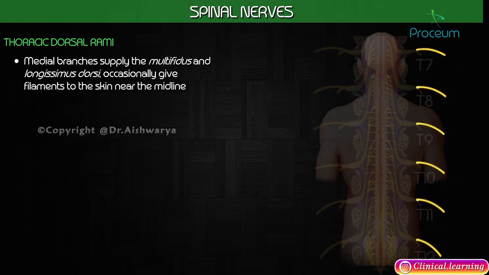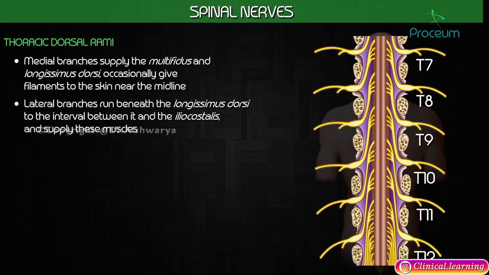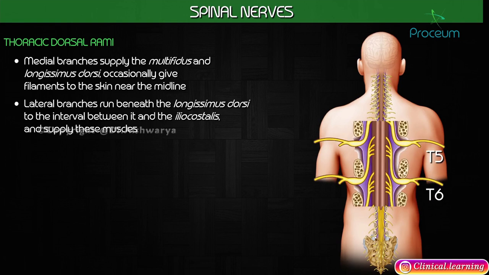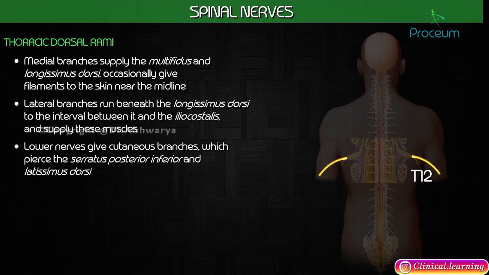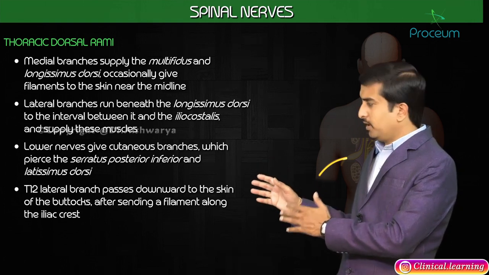And if you see the lateral branches, they run beneath the longissimus dorsi to the interval between it and the iliocostalis and supply these muscles. The lower 5 or 6 also give off various cutaneous branches which pierce the serratus posterior inferior and latissimus dorsi in a line with the angle of the ribs. The lateral branch of the 12th thoracic passes downwards to the skin of the buttocks after sending a filament along the iliac crest. So this is what you need to know about the anatomy of the thoracic nerves.